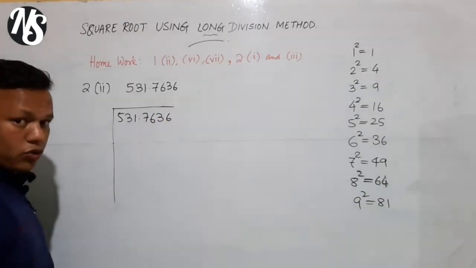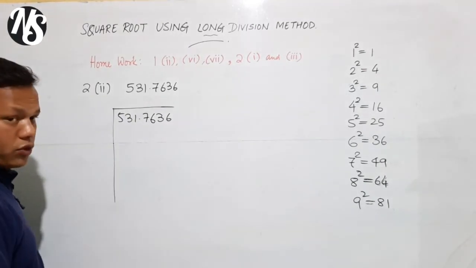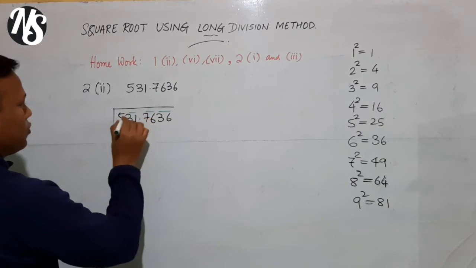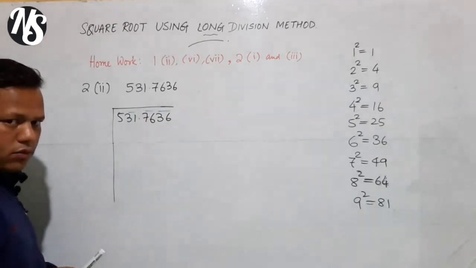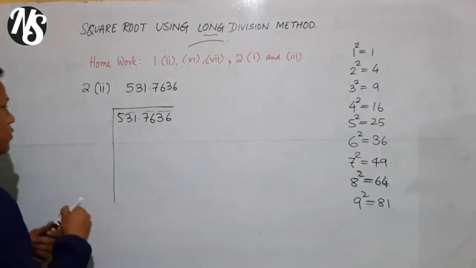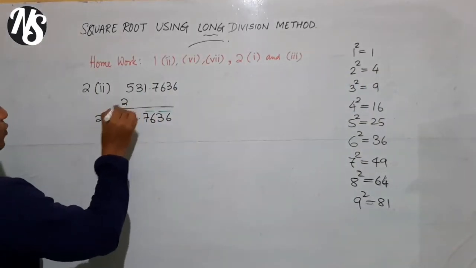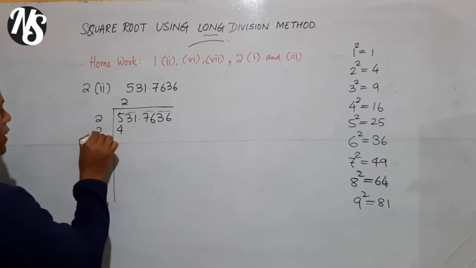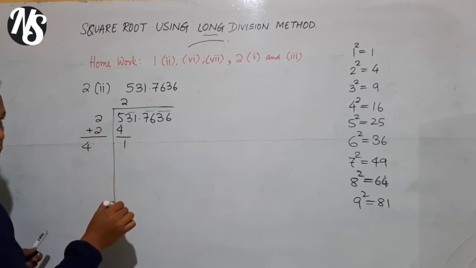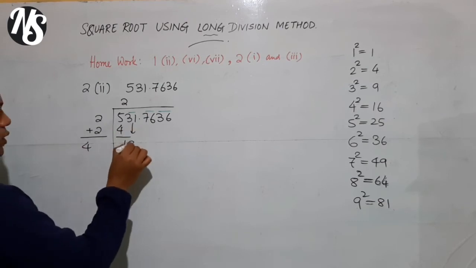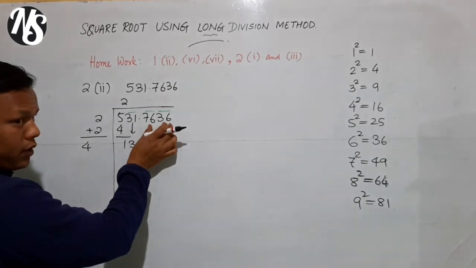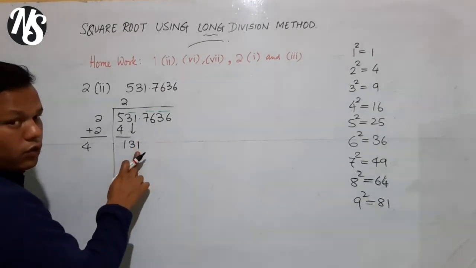After this, you need to pair from the rightmost corner, isn't it? So we get these pairs, and 5 is left alone. So search for a number whose square is less than 5. It is 4. So that means you need to write here 2 and 2. So 2 2s are 4. So add the very same digit, you get 4. And when you subtract here, you get 1. So bring this down, so you get 131. Still we have some more pairs, so we need not look for the units place.